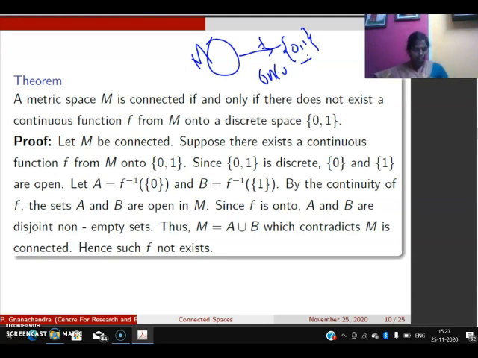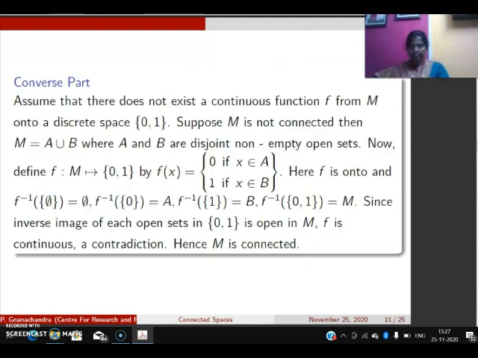F is a continuous function. Also, we know the characterization of continuity: the inverse image of every open set is open. We can use this. A and B are open subsets of M. Since F is onto, A and B are always disjoint and non-empty sets. M equal to A union B, which contradicts our assumption, because we have assumed that M is connected. Hence, such a continuous function F does not exist.